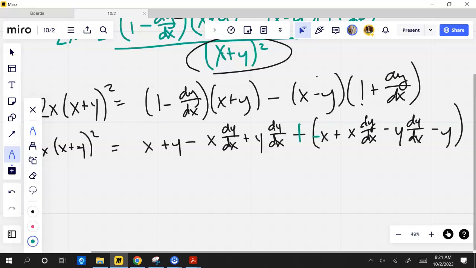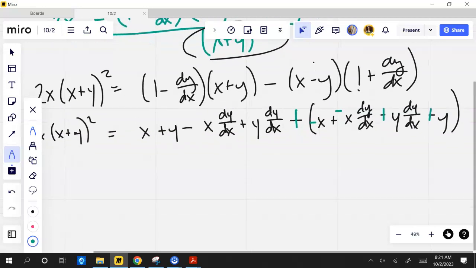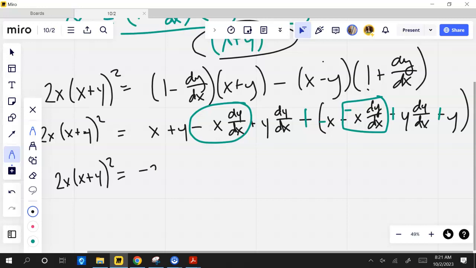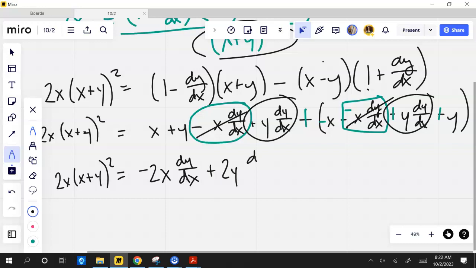I am going to do this so I can see if I have any like terms, and I do, because I'm going to combine it with some of these in here. I've got a negative x dy dx and another negative x dy dx, which gives me what? Negative 2x dy dx. Do the same thing with the y's. I've got a y dy dx and another y dy dx. Two y's, the x's cancel.